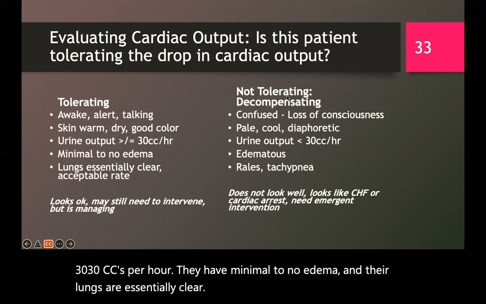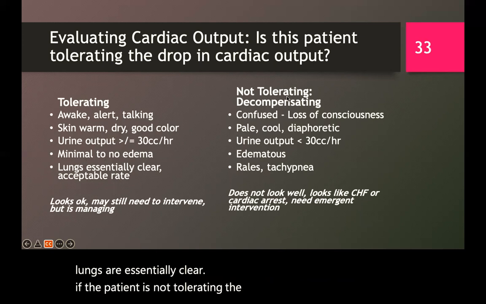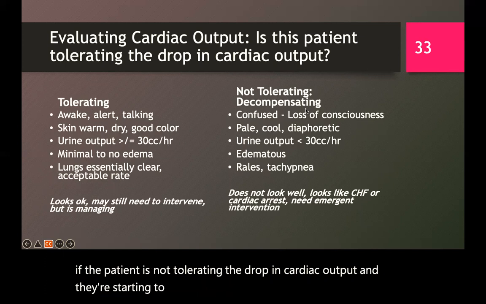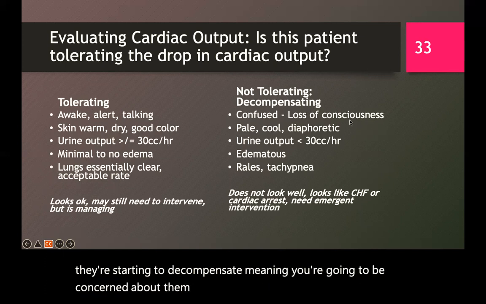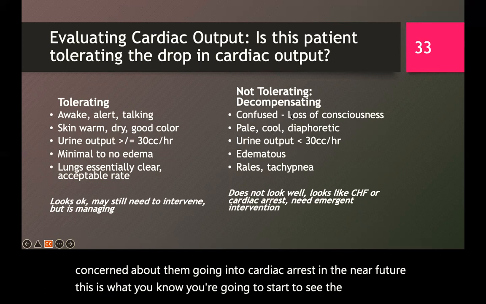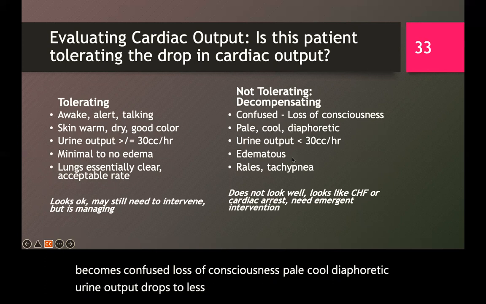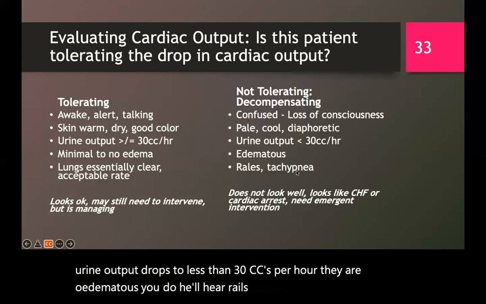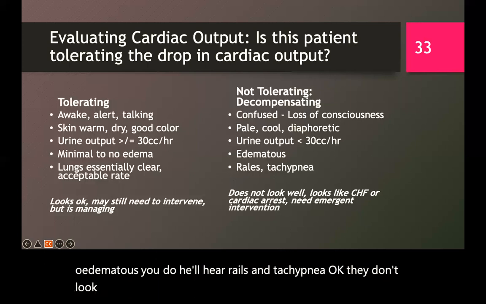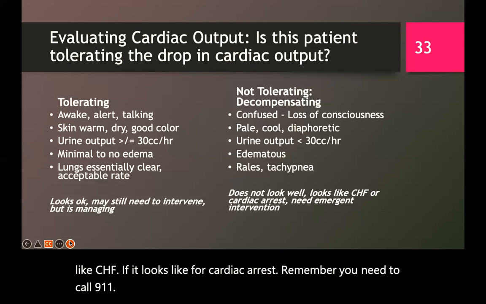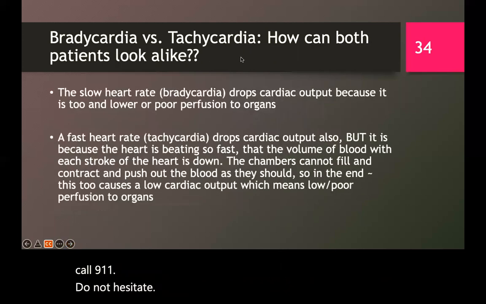If the patient is not tolerating the drop in cardiac output and they're starting to decompensate, meaning you're going to be concerned about them going into cardiac arrest in the near future, this is what you're going to start to see. The patient becomes confused, loss of consciousness, pale, cool, diaphoretic, urine output drops to less than 30 cc's per hour. They are edematous. You do hear rales and tachypnea. Okay, they don't look well. It looks like CHF. If it looks like CHF or cardiac arrest, remember, you need to call 911. Do not hesitate.